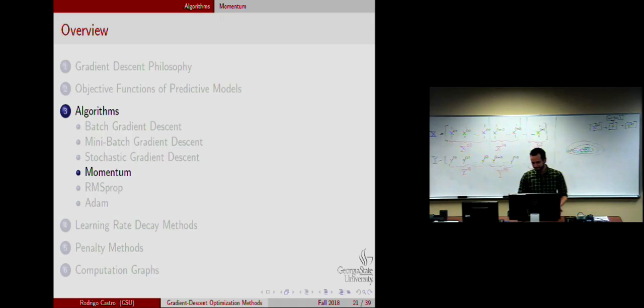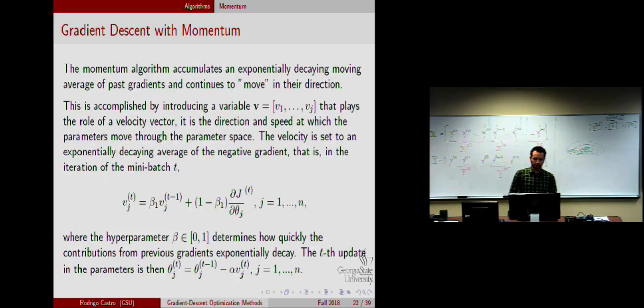Okay, momentum. Momentum uses the idea of exponentially decaying moving averages. This part here, this idea, we sometimes use it naturally without really seeing a formalization of that idea.